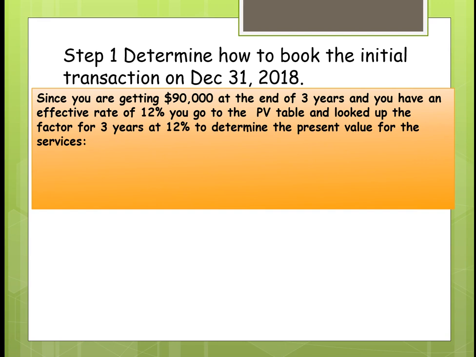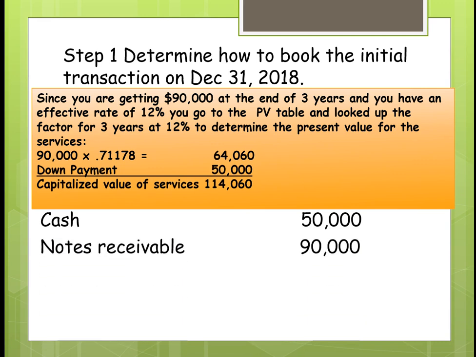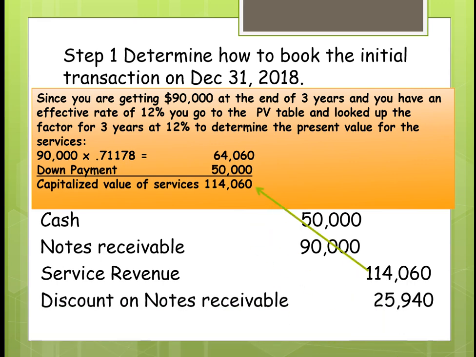So, since you're getting $90,000 at the end of 3 years, you have an effective rate of 12%. You go to the present value table and look up the factor for 3 years at 12% to determine the present value for the services, which would be $64,060. The down payment of $50,000, the capitalized value of the services is $114,060. So, cash would be $50,000, notes receivable would be $90,000. Service revenue is $114,060. Discounted notes is $25,940, which is the difference.